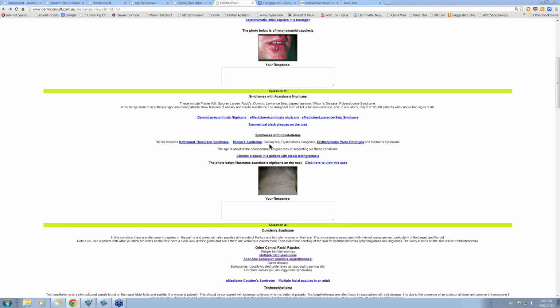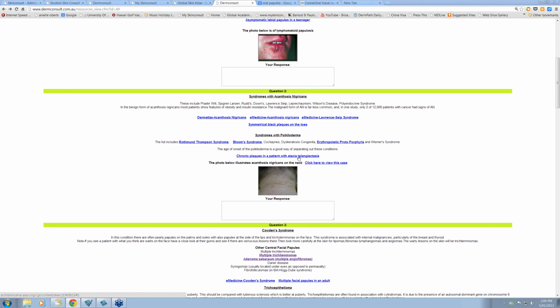And then there are these other disorders: Cockayne's, dyskeratosis congenita, and Werner's. But remember Rothmund-Thomson, a little bit about Bloom's, and do read up a little bit about erythropoietic protoporphyria. Remember, measure the red cell protoporphyrin levels in these kids. It's probably the most common of the pediatric porphyrias, erythropoietic protoporphyria.